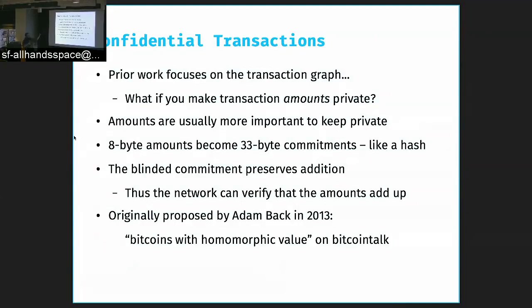And this addition preserving property is what allows the network to still verify that the inputs and outputs still match up. So that's why CT can be verified by a public network, even though the information is private.